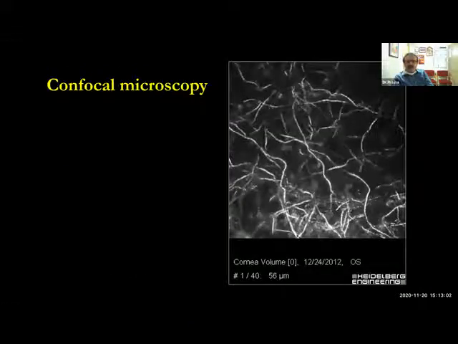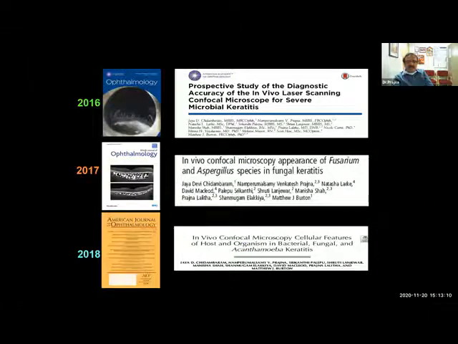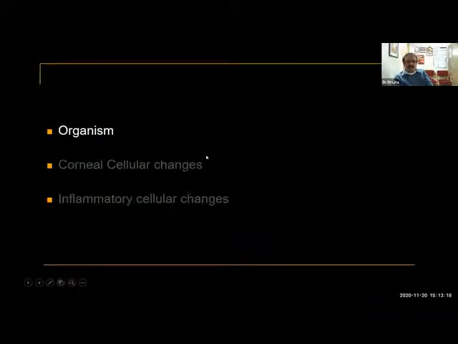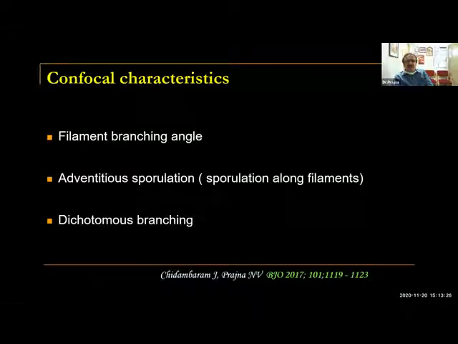Let me spend some time on confocal microscopy, with very specific things pertaining to fungal keratitis. We have these 3 publications from 2016 to 2017 on confocal microscopy, looking at the organism, looking at corneal cellular changes, and also looking at inflammatory cellular changes. Before we ventured into this publication, there were very good reports which said that based on confocal microscopy, we could diagnose whether it was caused by Aspergillus or Fusarium. So we looked at the filament branching angle, the adventitious sporulation and dichotomous branching, and we wanted to see whether there was any difference between Fusarium and Aspergillus which could be caught by the confocal microscope.